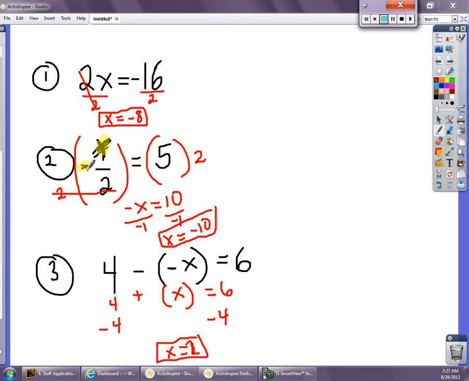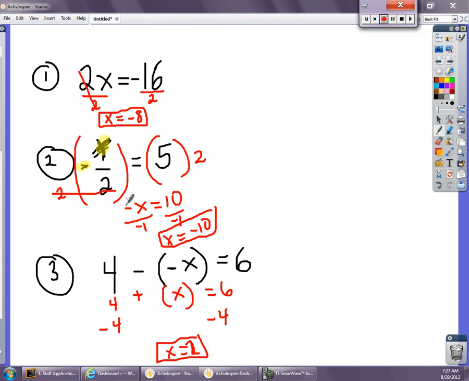Here, you have to assume the negative sign goes either with the x or the 2, because it can't be on both. If it was on both, it wouldn't be negative. So I'm keeping the negative sign on the x. To get rid of divided by 2, I'm doing the opposite, which is times 2 on both sides. So 5 times 2 is 10. I'll bring down my negative x.